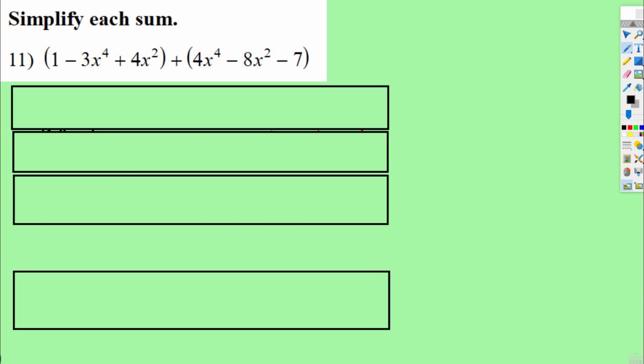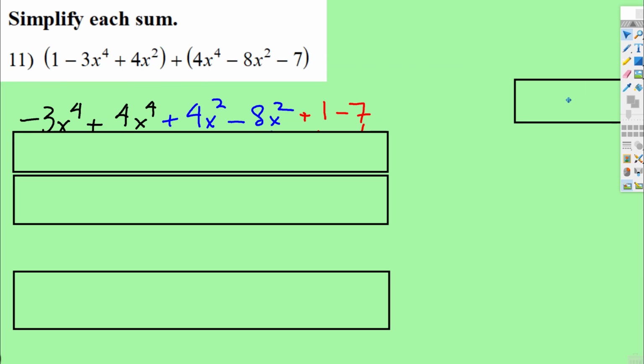So when you're adding or subtracting, you're just combining like terms. So I just brought the like terms, so negative 3x to the 4th, that's a plus sign, positive 4x to the 4th. Then I found the next type. When you're adding polynomials, put the highest degree exponents first as you read left to right. Then we have positive 4x squared. That's a plus sign, but that says negative. So adding a negative means the same as subtract 8x squared. And then we have positive 1 plus negative 7, which means 1 subtract 7.